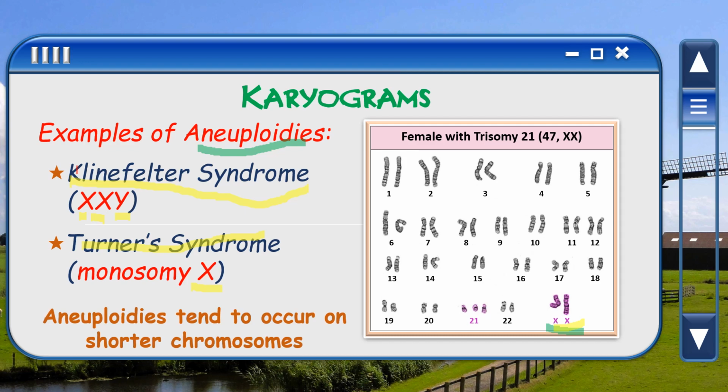Aneuploidy tends to occur on shorter chromosomes. So you see, it is always in the range of 17, 18, 19, 20, 21, and maybe the sex chromosomes. It always occurs on shorter chromosomes.